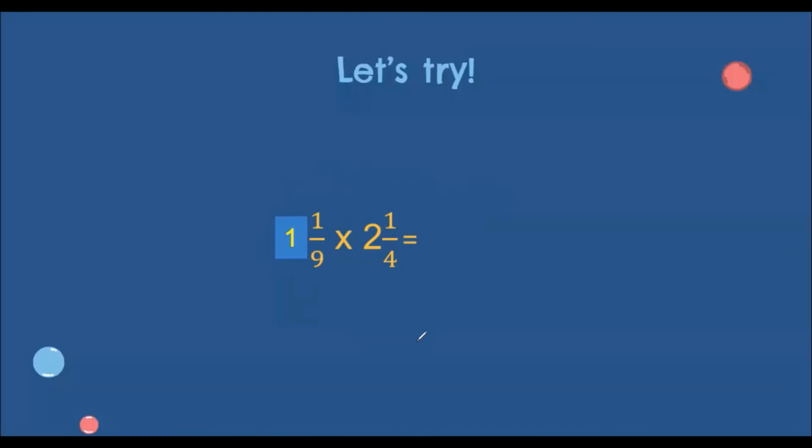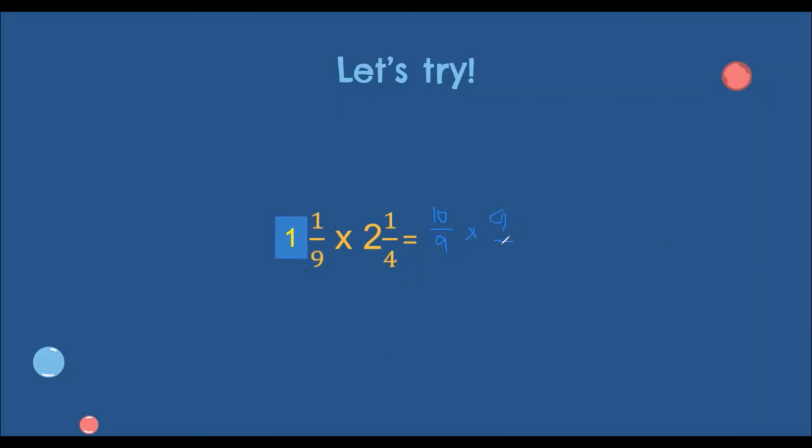Now let us try to answer this one, 1 and 1/9 times 2 and 1/4. Before we multiply these two mixed numbers, we need first to simplify this into improper fraction. Let us multiply 9 times 1, that is 9. 9 plus 1, that is 10. Then just copy our denominator 9. Times, second fraction here, 4 times 2, that is 8. 8 plus 1, that is 9.